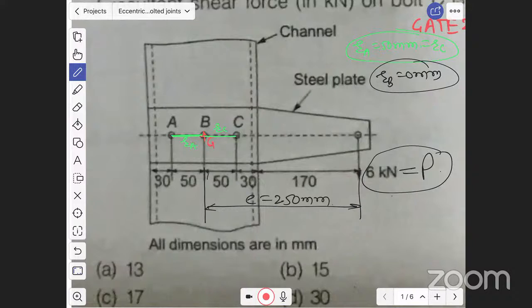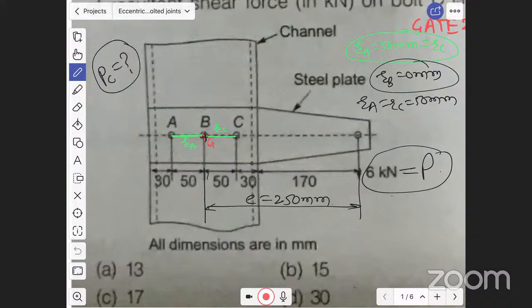Load is 6 kilonewton and radius RA is equal to RC is equal to 50 mm and RB is 0 mm. That is given data, right? And center of gravity, centroid of bolts, is at B location, right? And question is to find resultant load on bolt C. Resultant load on bolt C, right?